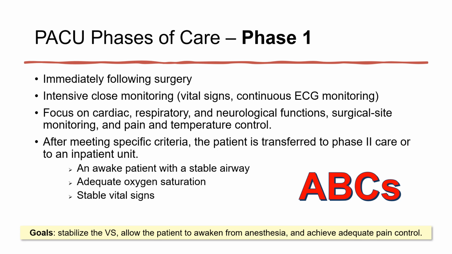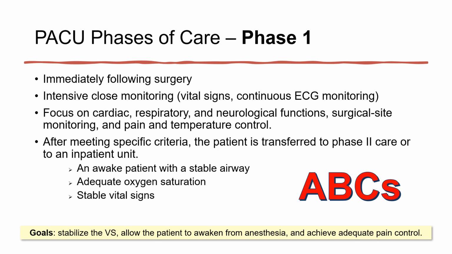So after they become more stable and they meet a certain criteria, then they go to phase 2, where they're now considered stable and ready for discharge. So criteria is going to focus on the ABCs. The patient is awake and they can manage their airway. They're breathing fine. They have adequate oxygenation and their vital signs have returned back to baseline. They are stable. So that means that they are ready to go to phase 2.